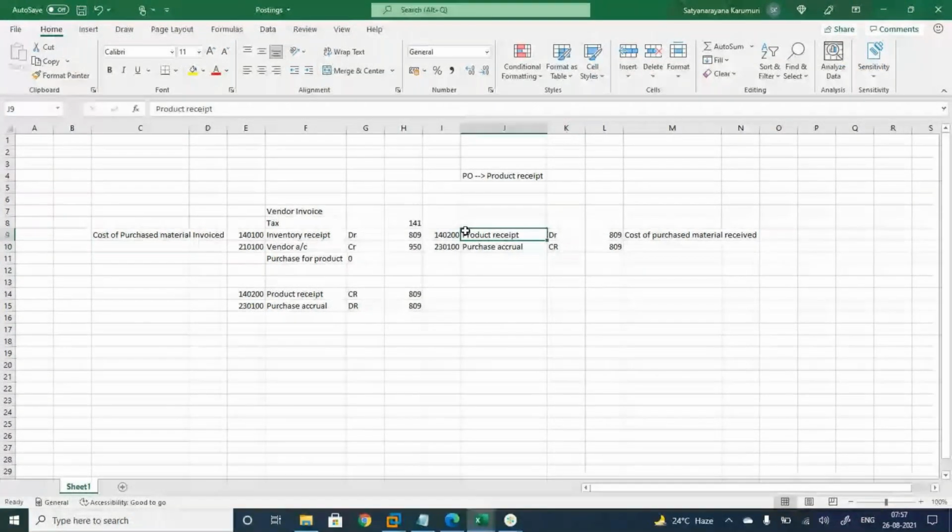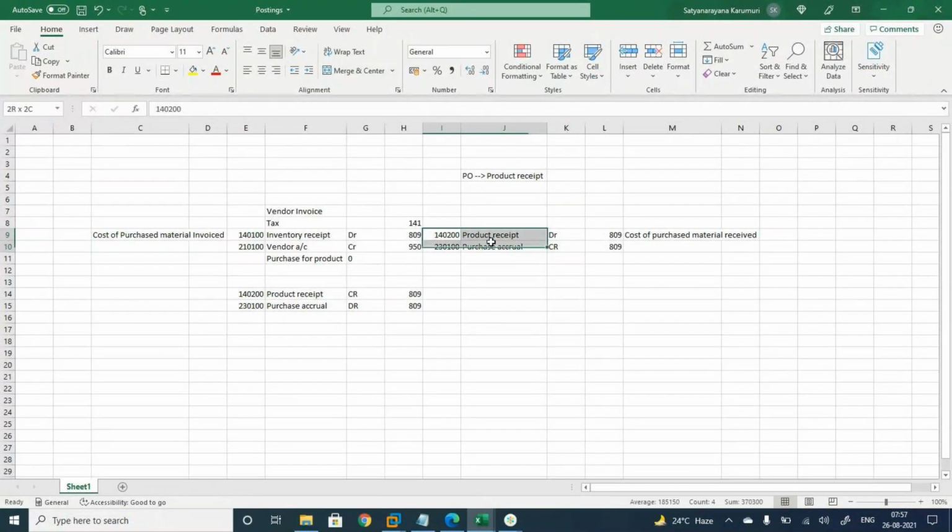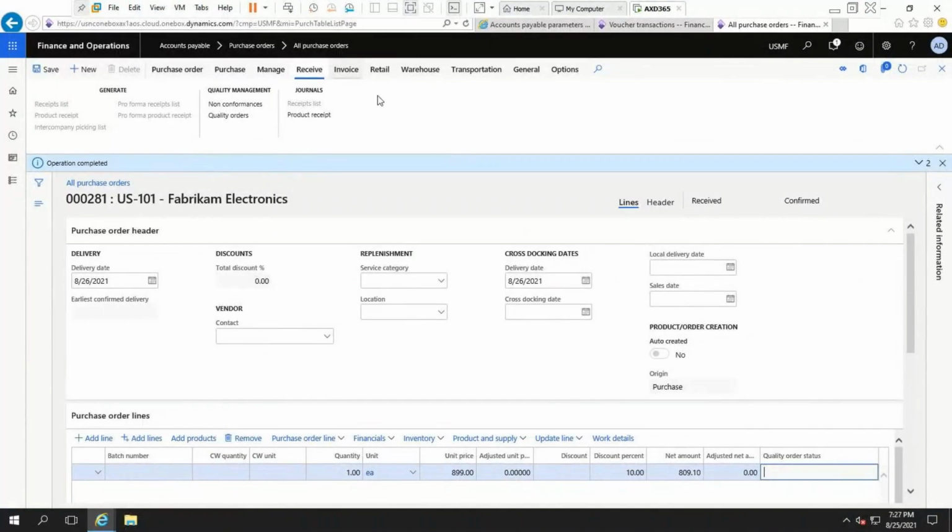So this I have posted now. Let me show this invoice posting. Let me complete the invoice and let me show you. Go to the invoice tab, generate invoice page, invoice button.